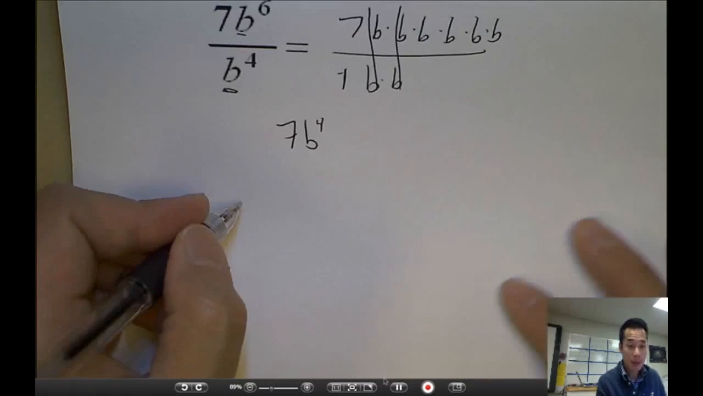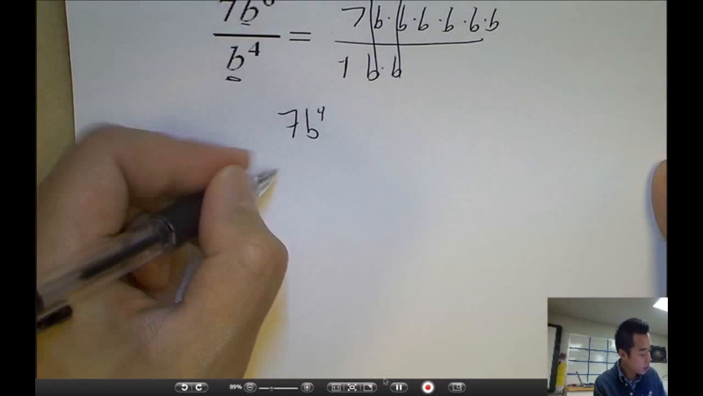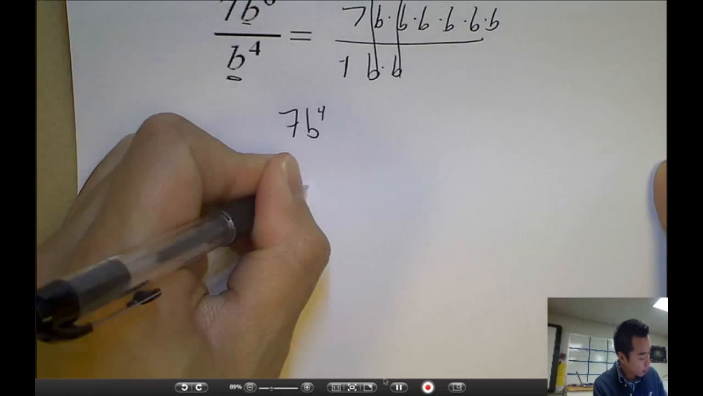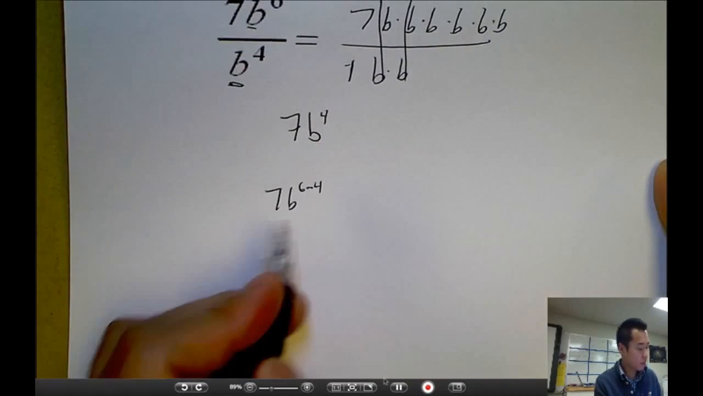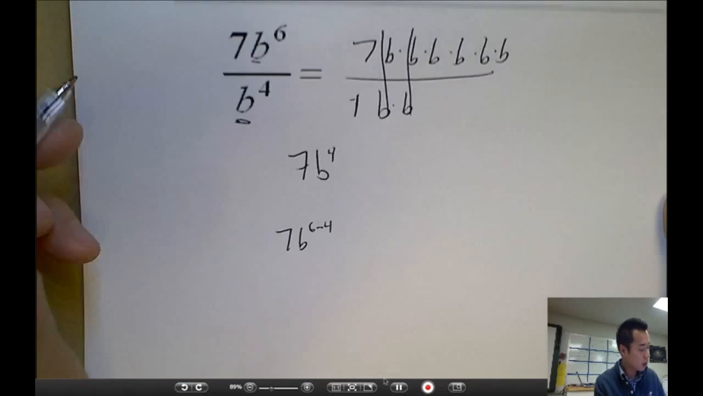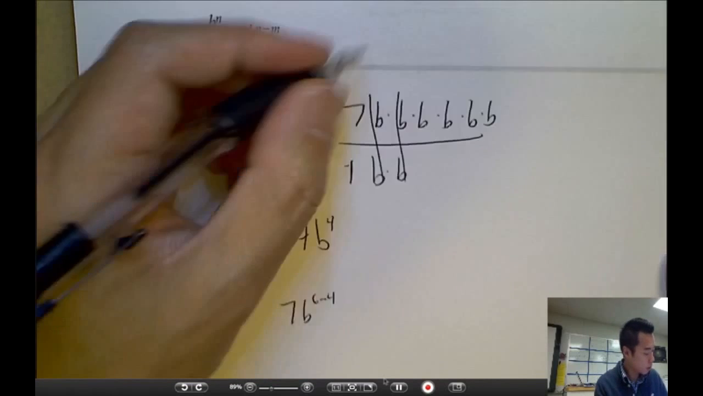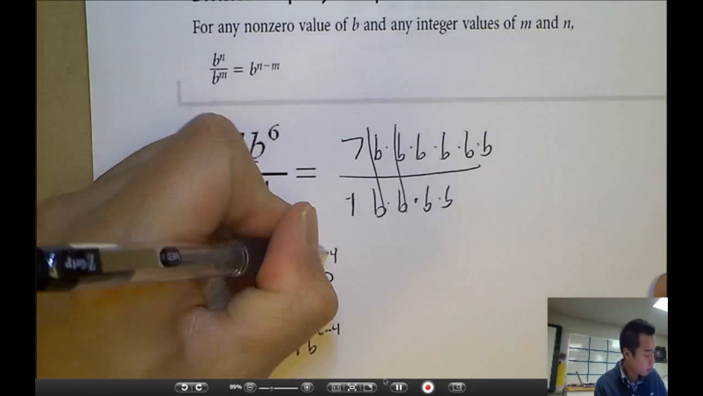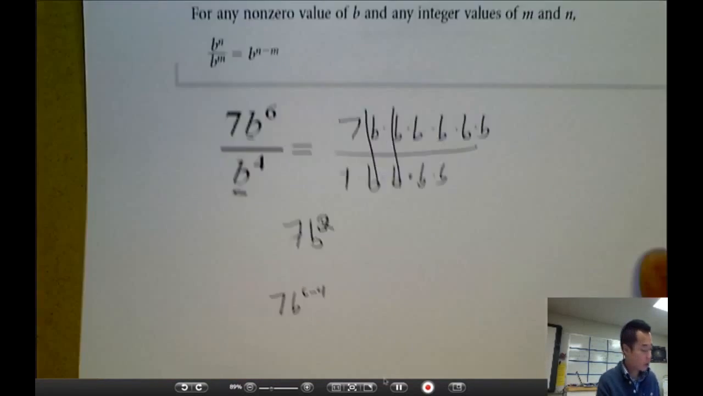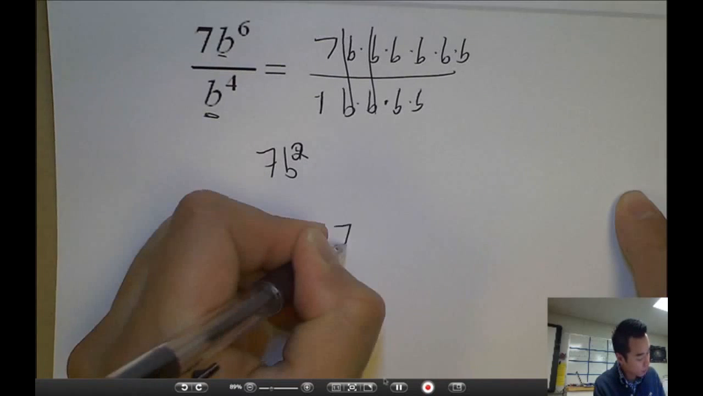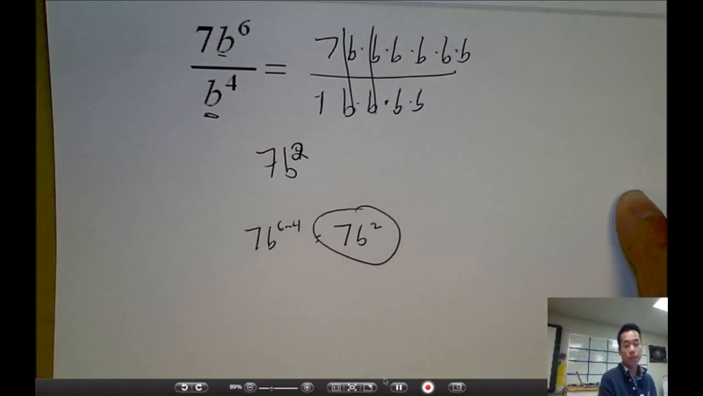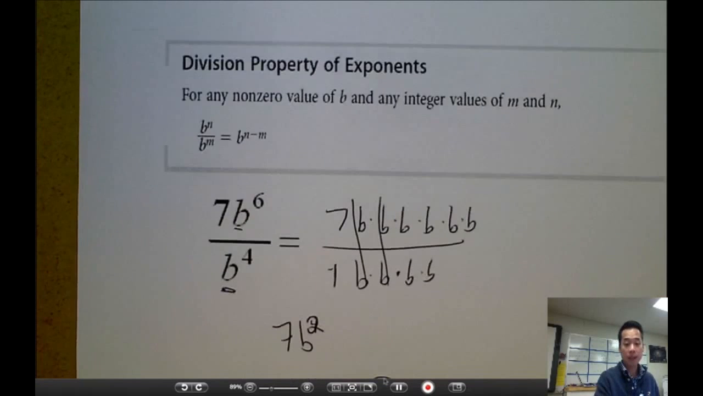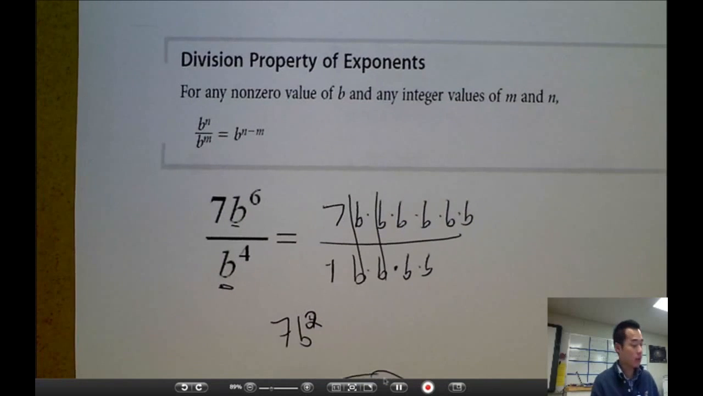But really what's happening here, when we cancel all those out, because they're the same base, I get 7b to the 6 minus 4. Oops, sorry, I didn't finish my b's there. So it will be 2. So 6 minus 4 equals 7b to the second. Okay. And that's what you're dividing. If they are the same base, you would subtract.